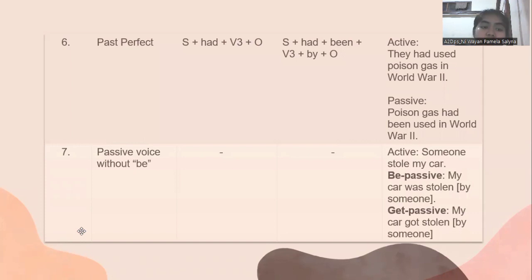Number seven is passive voice without be. Sometimes we can use get instead of be in passive construction. For example, in active voice: someone stole my car. For the example in be passive: my car was stolen. My car was stolen by someone. For the get passive: my car got stolen by someone.